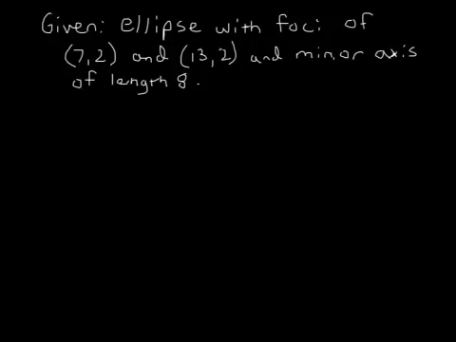Alright, today's digital problem of the day is an ellipse with foci of (7, 2) and (13, 2) with a minor axis of length 8. I'm going to start with just my basic formula so I have kind of a feel for where I'm heading. So my ellipse has an equation of (x minus h) quantity squared over some number, so I'm just going to call it a squared, plus (y minus k) quantity squared over b squared.